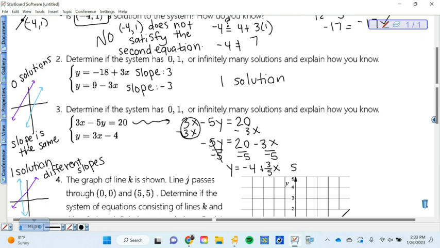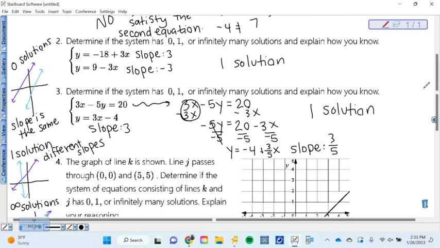So what's the slope of this line? 3 over 5. What's the slope of this line? Y equals 3x minus 4. Yeah, 3. Is 3 and 3/5 the same thing? No, they are different slopes. How many solutions will it be if they have different slopes? One solution. Different slopes, one solution.